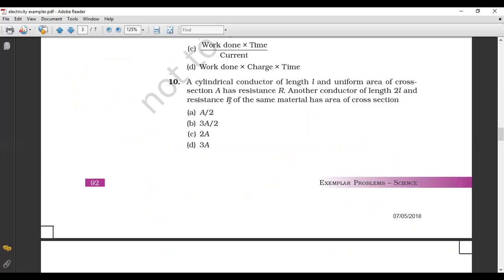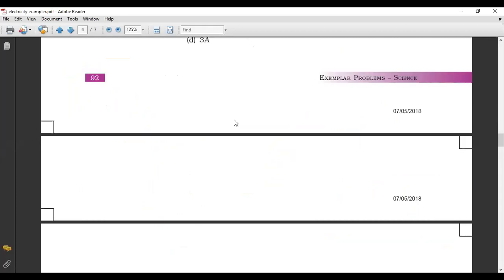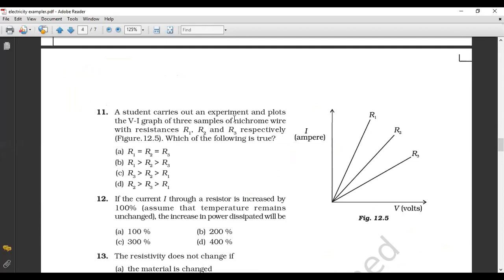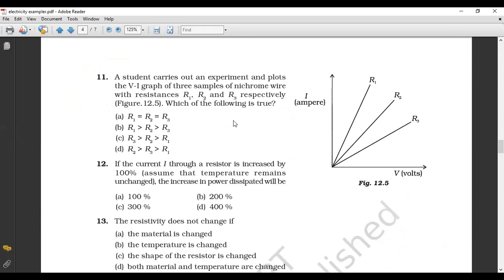So answer A is correct. Now we are going to start with the 11th question. Here it is given that there is a graph between current and voltage. A student carries out the experiment and plots the potential-current graph for 3 samples of a nichrome wire with resistance R1, R2 and R3. Which of the following is true?